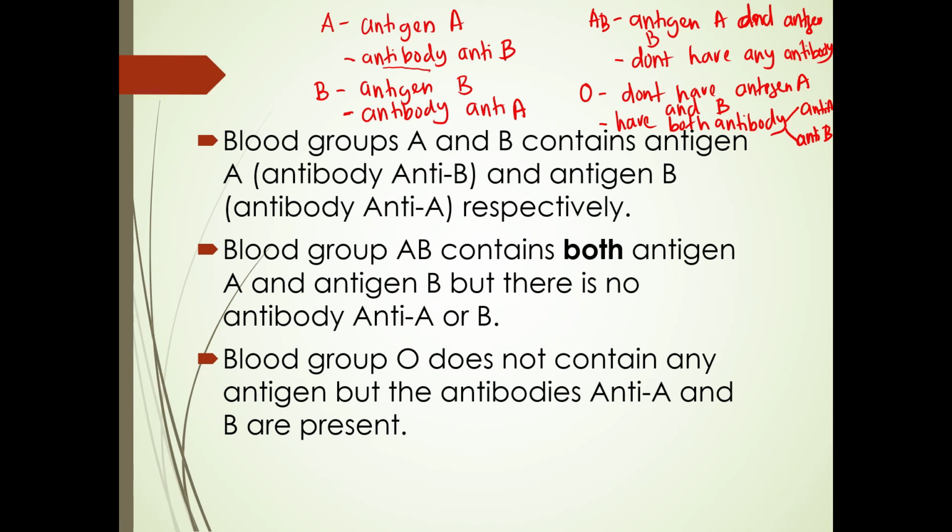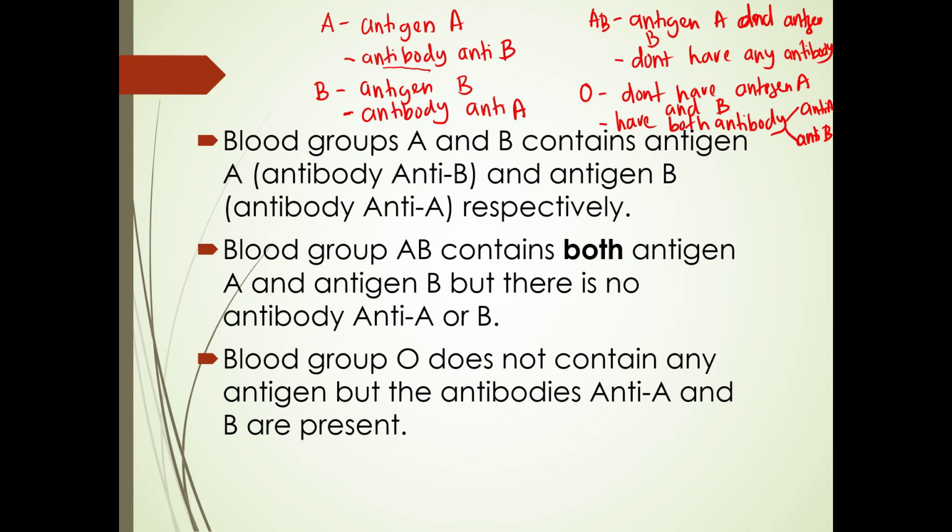That is what happens if the person tries to donate from A to B or B to A. So what about AB? AB has antigen A and antigen B, but they don't have any antibody. So let's say something happened to the person that has AB type of blood.